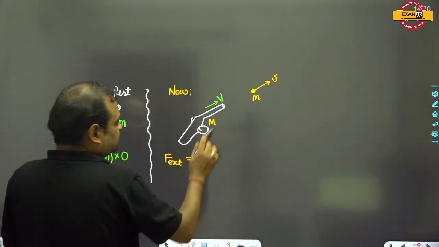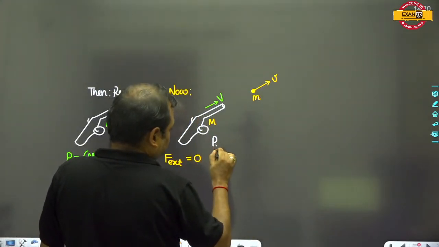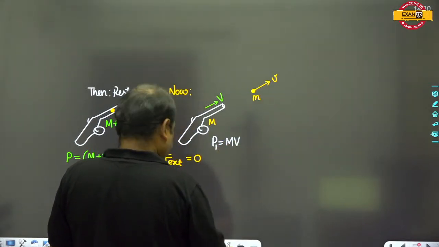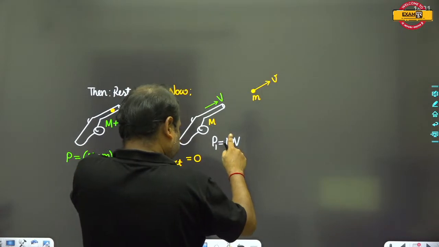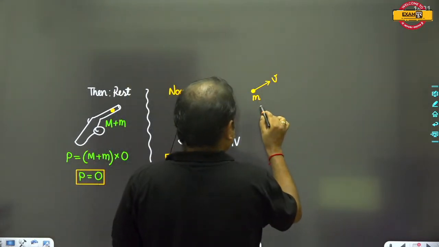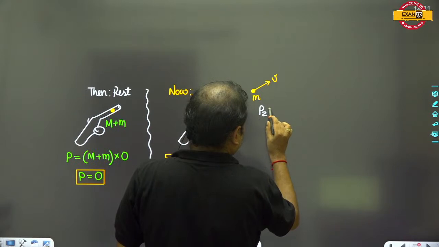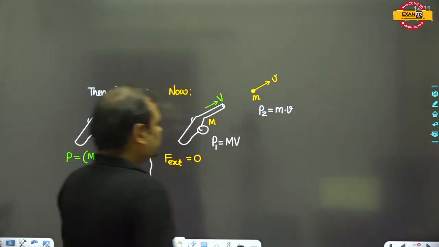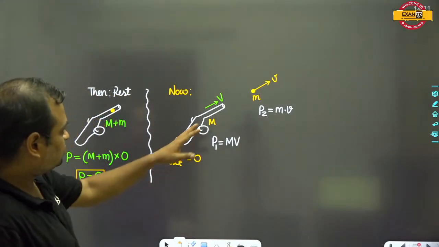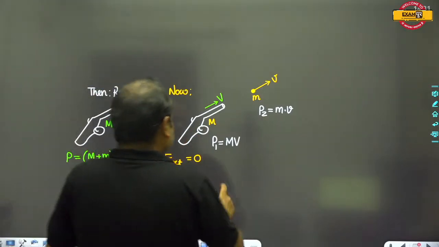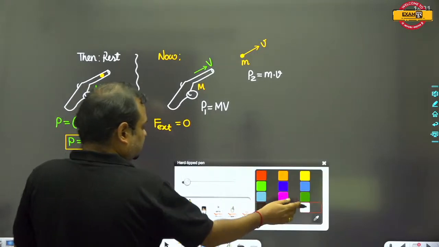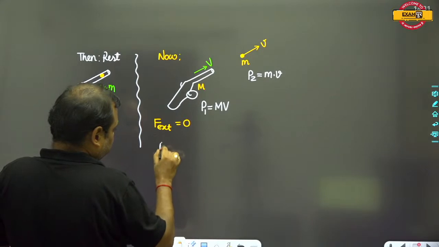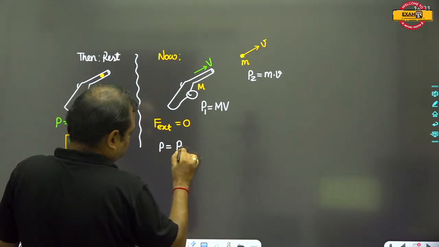Suppose that the linear momentum of the gun is P1. P1 will be equal to capital M into capital V. And small p2 will be equal to small m into small v. So the total linear momentum, the net linear momentum P, will be equal to p1 plus p2.